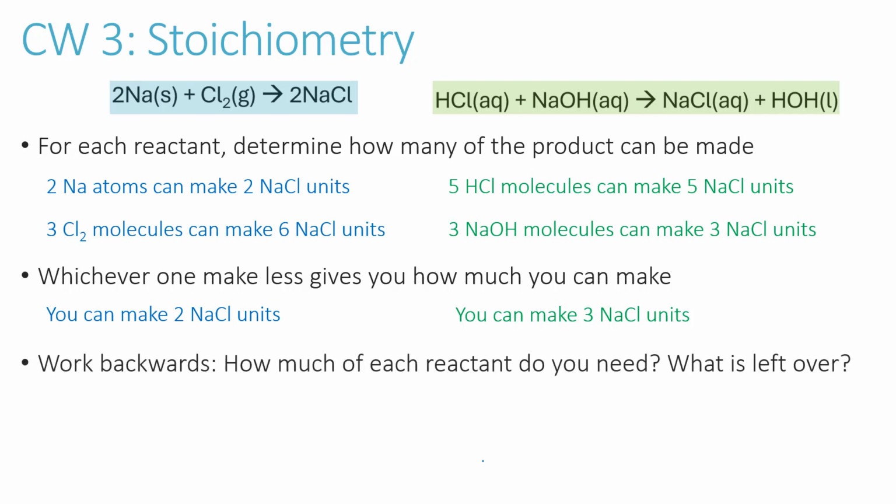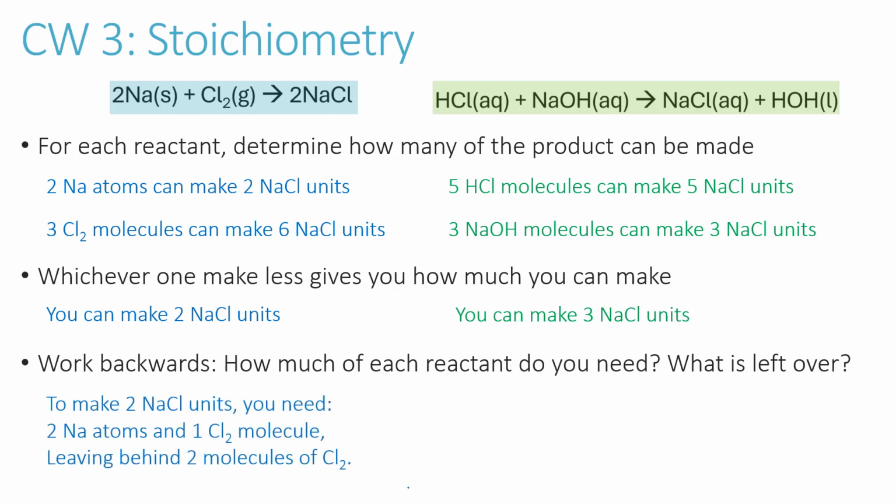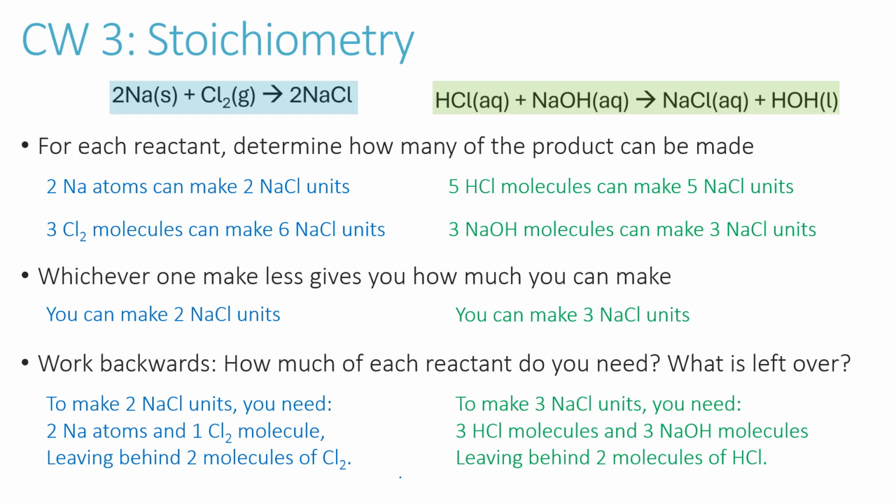So now we want to work backwards. How much of each reactant do you need to make that amount of NaCl? So if I was going to make 2 NaCl units, I will need 2 atoms of sodium and 1 molecule of Cl2. This will leave behind 2 molecules of Cl2. For my green reaction, I can make 3 NaCl units. So I'm going to need 3 HCl molecules and 3 NaOH molecules. So since I started with 5 HCl molecules, I'm going to have 2 that are left over that can't react because I've run out of NaOH.